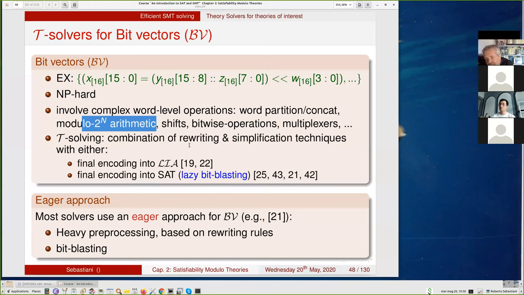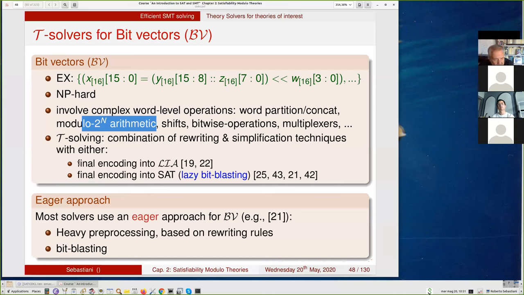So typically, a bit vector solver behaves either lazily or eagerly. Lazy means that, as we've seen for a theory, you compute the Boolean extraction of the formula of all terms and then solve the conjunction separately, either by encoding this into arithmetic or by handling it in a different way, which I will show in the next slide. The eager approach is simply to encode everything into SAT.